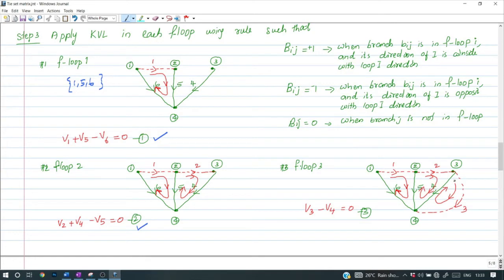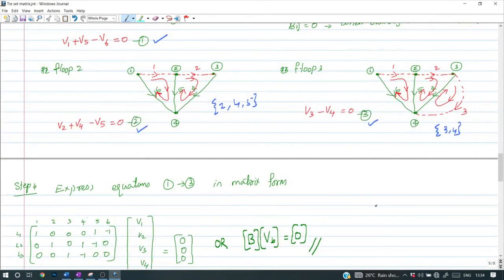Similarly, the third loop. In the third fundamental loop, the branches involved are branches 3 and 4, so the equation becomes V3 minus V4 is equal to 0. Why? Because the branch current 4 and loop current directions are opposite, so its sign is negative. So V3 minus V4 is equal to 0. Let it be equation number 3.